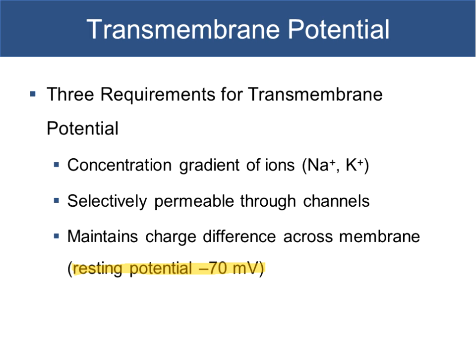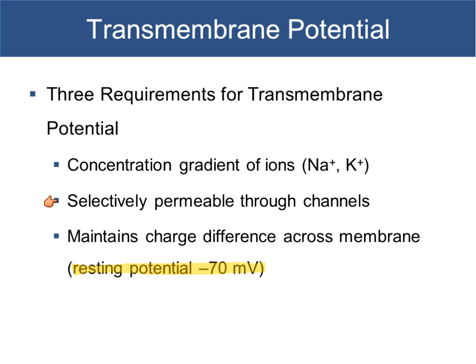So in order to maintain or to have a transmembrane potential, there are three things that we require. The first thing that we require is extremely important, and it's going to be the concentration gradient of these two ions, sodium and potassium. There should be different concentrations of them both inside the cell and outside of the cell. Maintaining those different concentrations in and out of the cell helps to make sure that we stay at a resting potential of negative 70 millivolts.